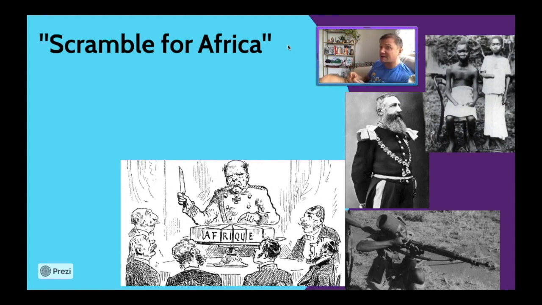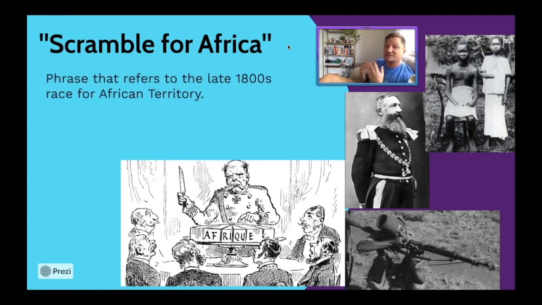Now, scrambling as in a race, okay? As in they are trying to see what lands they can claim for their own countries and things like that by this time. This phrase that refers to the late 1800s race for African territory is often known as the scramble for Africa.